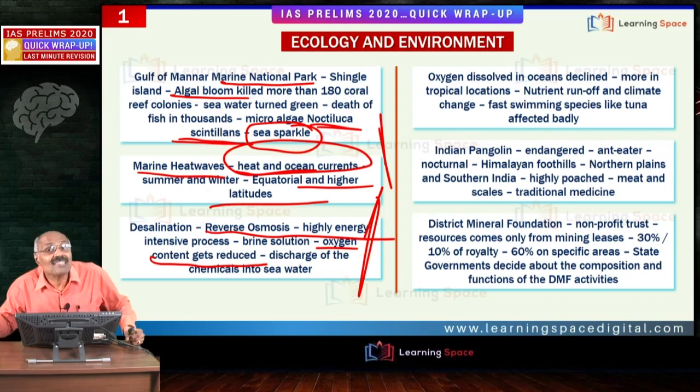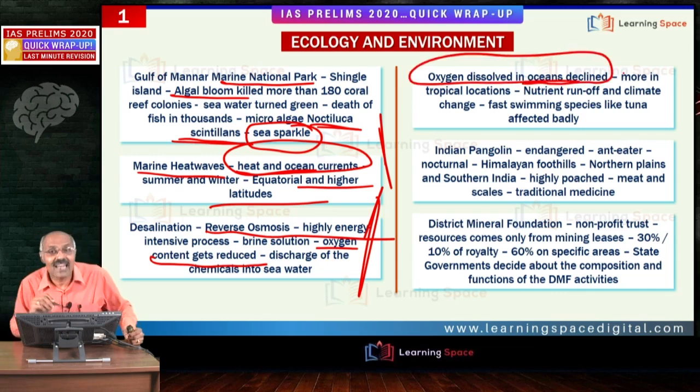Because of that, oxygen gets depleted. Second important aspect is this chemicals contamination. These two things don't forget. And desalination is highly energy intensive. Please do not forget. Then oxygen dissolved in oceans declined.